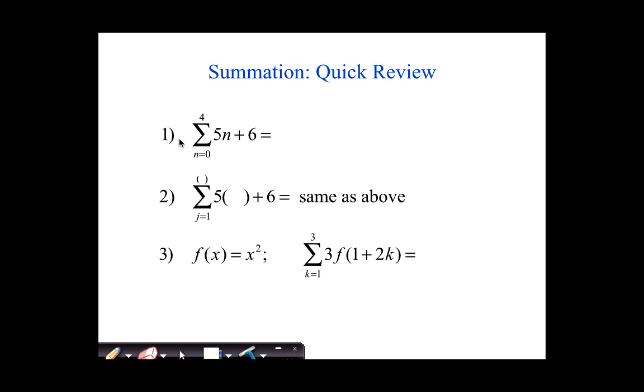So the first question says this is, oh, it's like 6 plus 11 plus 16 plus 21 plus 26, right? And I don't know what that adds up to. I think I put it on here. Yeah, 80.